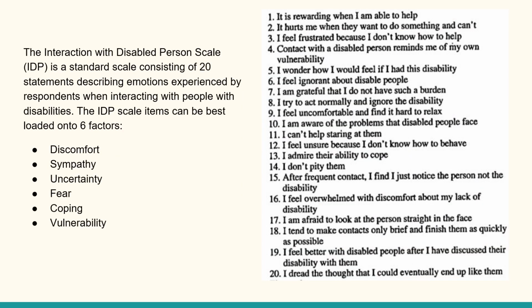In the survey instrument, we used the interaction with disabled person scale to measure changes in students' attitudes towards people with disabilities. Results of the IDP scale can be loaded onto 6 factors: discomfort, sympathy, uncertainty, fear, coping, and vulnerability.